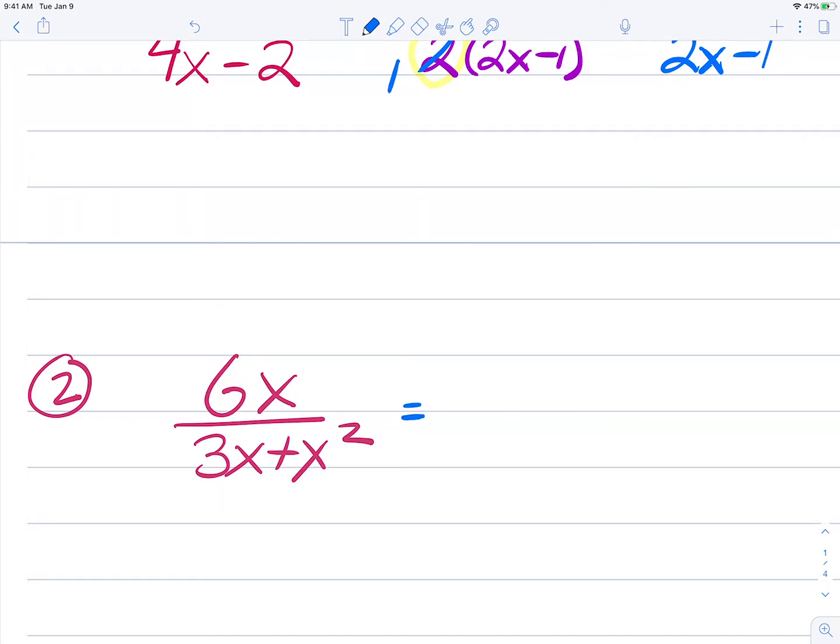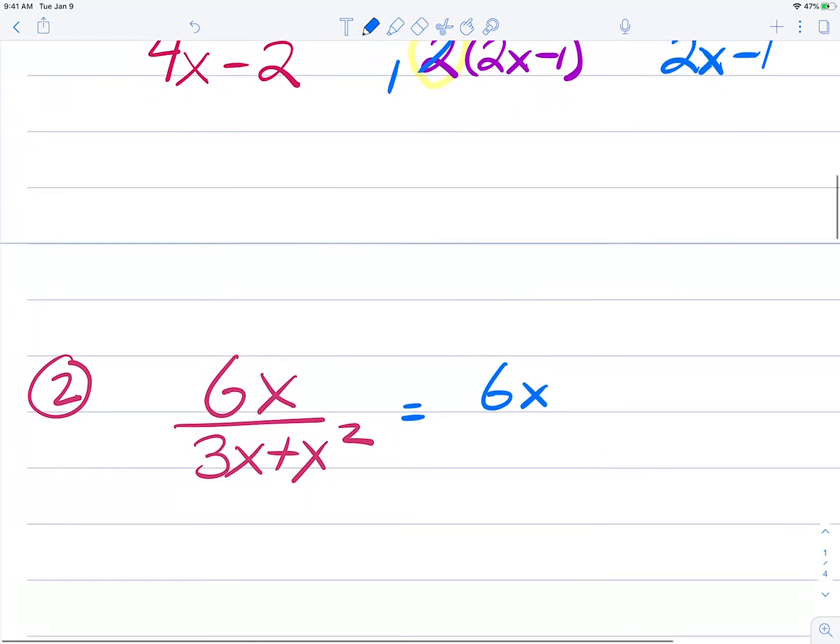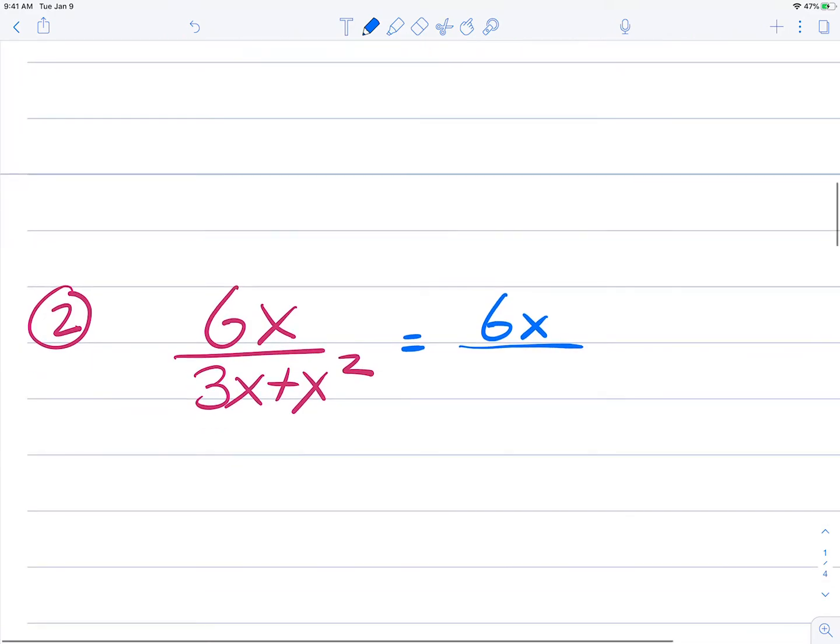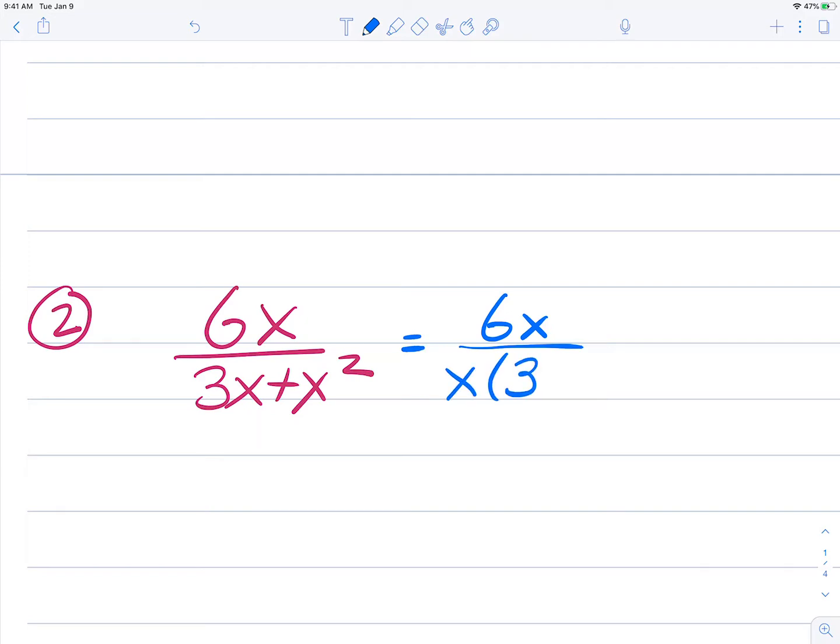Okay, problem number 2. So in the numerator, it's just a monomial. We're not going to do anything with it yet. In the denominator, we have a binomial that has a GCF. It happens to have a GCF of just a variable x. And if we reduce that out, it'd be 3 plus x. So that binomial on the bottom, again, we can't do anything with it because there isn't a matching binomial. Leave it alone. If you wanted to write it as x plus 3, totally fine.